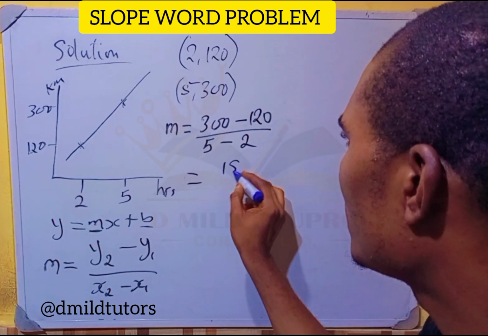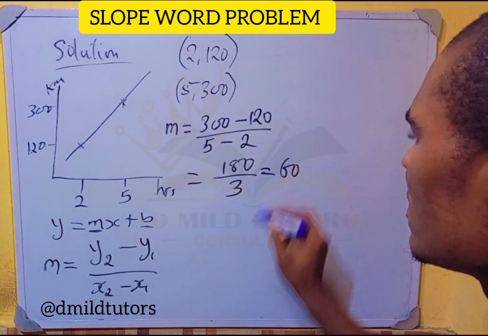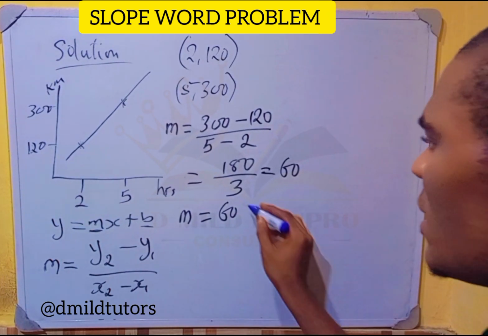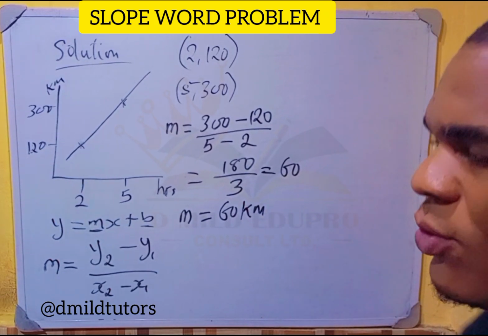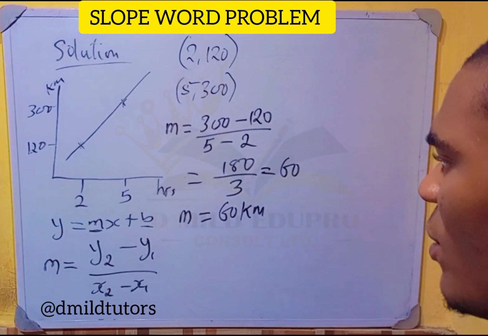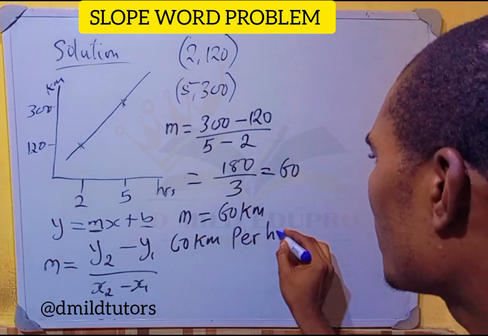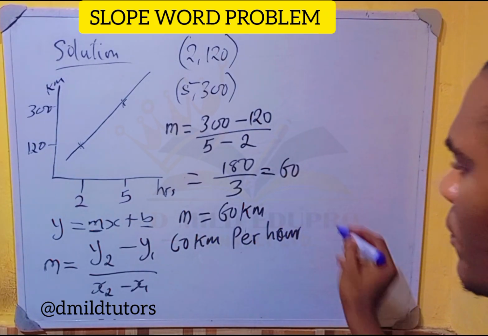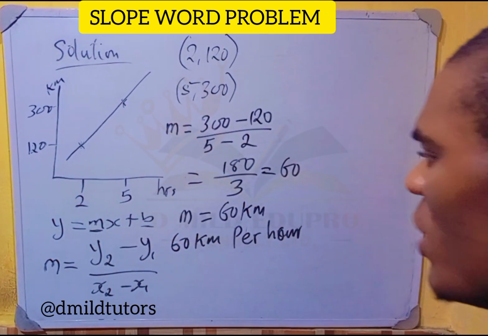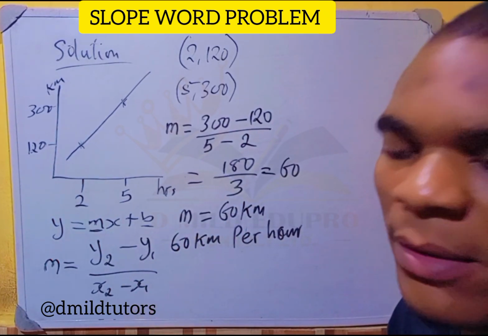So this gives you 180 divided by 3, and if you divide this by 3, you have 60. So what it means is that our m, which is our slope, is 60. Now remember that slope is the rate of change. So if we want to interpret this result, this automatically means 60 kilometers per hour. To interpret the result in the context of this problem, the car travels at a constant speed of 60 kilometers per hour. It's as simple as that.